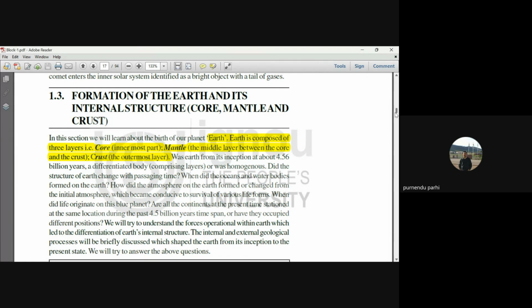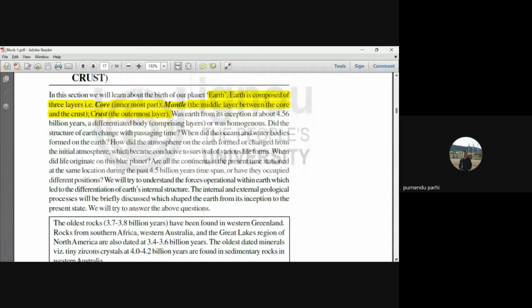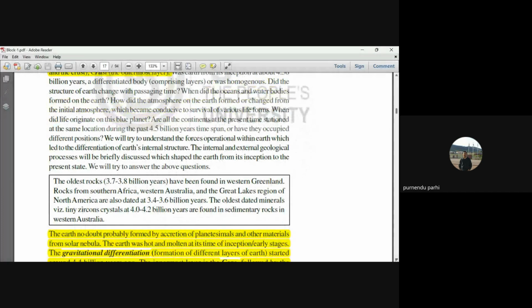Was Earth from its inception at about 4.56 billion years a differentiated body, or was it homogeneous? There are many questions which need to be answered. Some of the questions we already have the answer to. The scientists have evolved with time and they have found the reasons, the logic behind that. The oldest rock, 3.7 to 3.8 billion years, has been found in western Greenland.